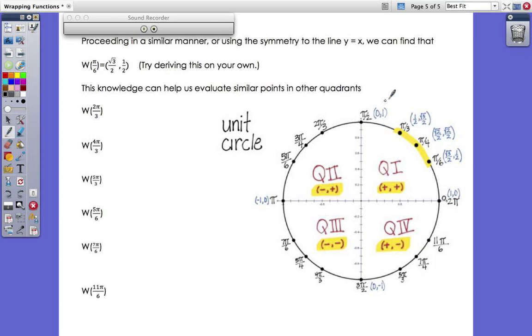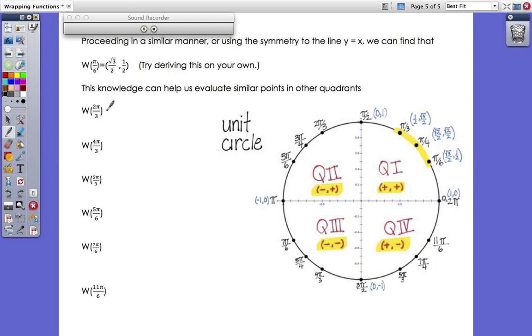So once you have those 5 points, all of the rest of the points on the unit circle, as we saw with the pi over 4s, can be found just using the appropriate signs from the quadrant. Like quadrant 2 is negative x, positive y. Quadrant 3 is negative x, negative y. Quadrant 4 is positive x, negative y. And just match up the right wrap with the wrap from quadrant 1.